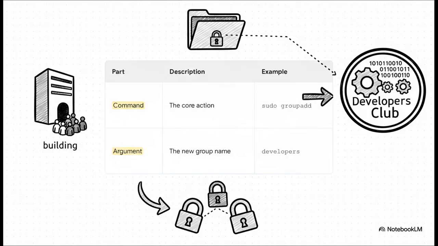Creating a group is even simpler. With a command like sudo groupadd developers, you're basically creating a developers club inside your building. So now, instead of giving 10 different people access to a shared folder, one by one by one, you can just give access to the entire developers group all at once. It's just so clean and efficient.